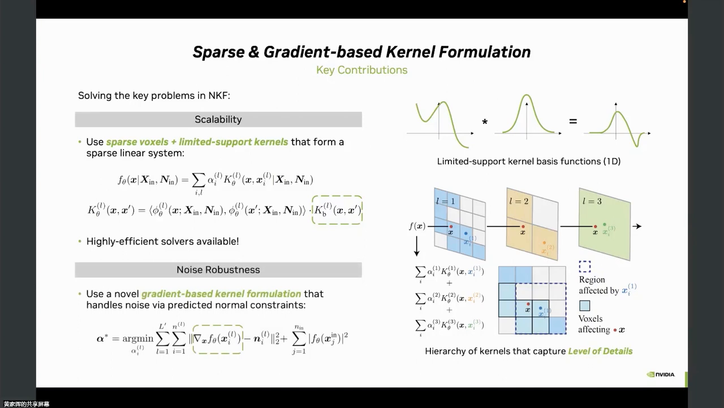We want to capture both of them very well. The second thing is that previously in NKF, neural kernel field, we only had positional constraints, but now we have normal constraints. If you ever work on surface reconstruction from point clouds, you will understand that the normal information is quite important. From a noisy point cloud, if we can obtain some smooth normal signals, then your reconstruction could be much smoother. So here we tackle the noise robustness issue by using a novel gradient-based kernel formulation.